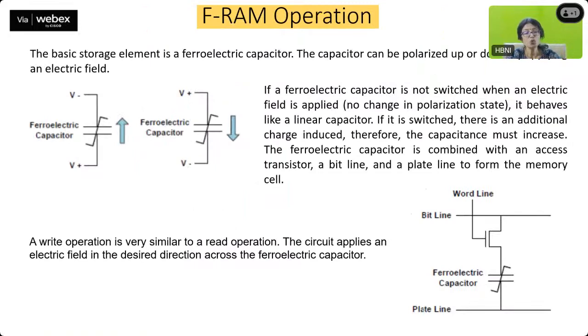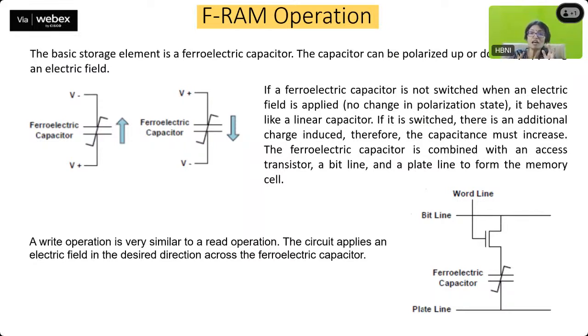The basic storage element of how the FRAM operates is this ferroelectric capacitor. The capacitor can be polarized up and down by applying an electric field. If a ferroelectric capacitor is not switched when an electric field is applied, there is no change in polarization state, so it behaves like a completely linear capacitor. But the moment you switch it, there is an additional charge which is induced, so the capacitance will increase.